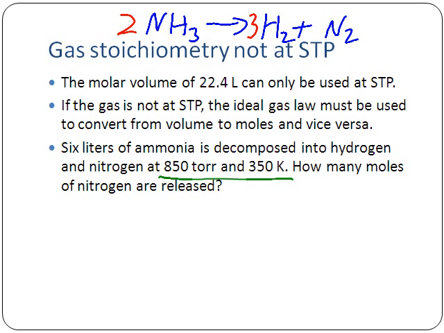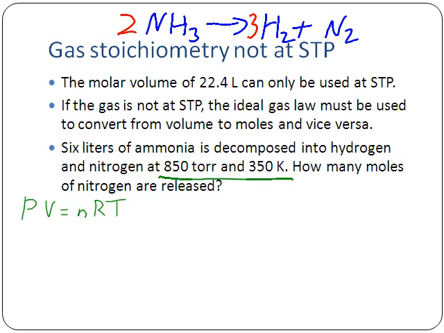And so based on this, because this is not STP, I am going to have to use the ideal gas law to figure out what my conditions are here. And so I say I've got PV equals nRT.